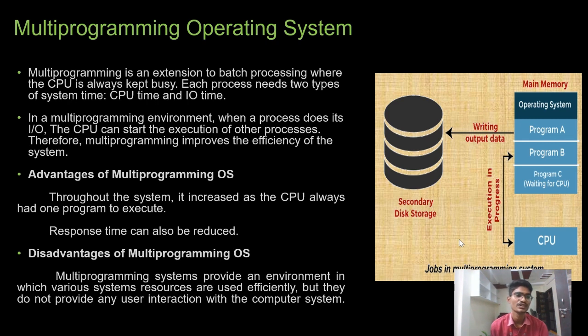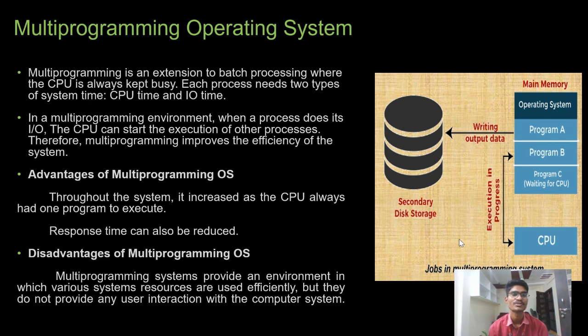If one process is waiting for the IO, then the CPU executes its next process. Therefore, multi-programming improves the efficiency of the system better than batch processing. And the advantage of multi-programming operating system is that system throughput increases, as the CPU always has one process to execute.